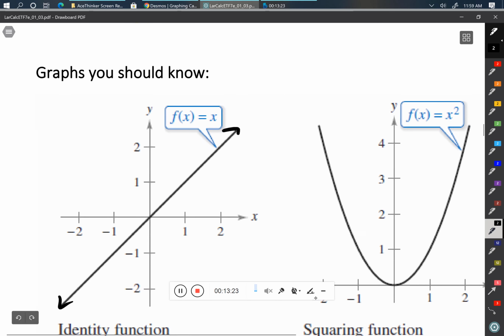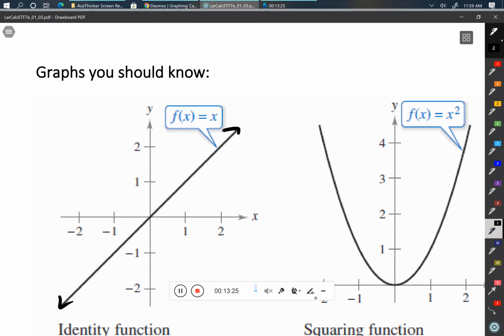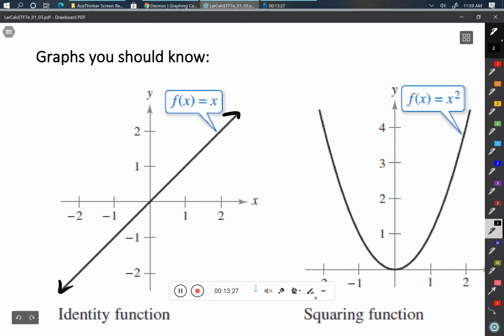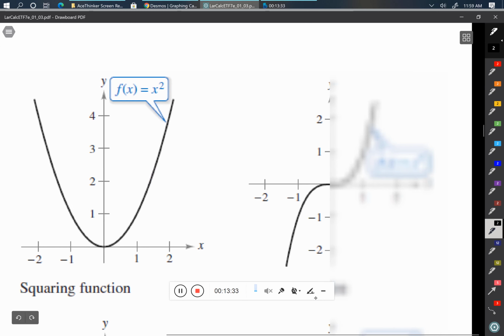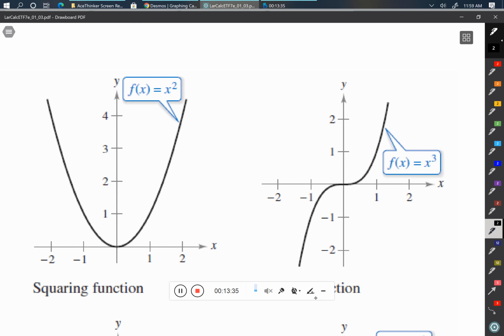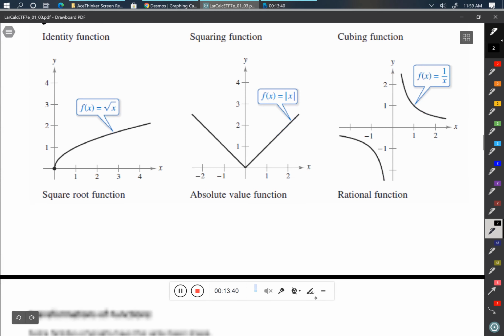Okay? All right, some graphs you should know. Obviously, the identity function f of x equals x, or y equals x. The line y equals x, f of x equals x, identity function. The parabola, the cubic. These are graphs that you should just look at them and go, yeah, I know that one. The root function, the absolute value, the rational function 1 over x. These are ones that are basic functions that we use again and again and again.